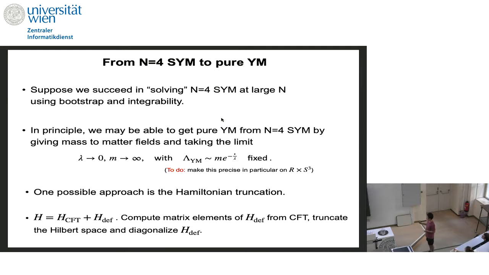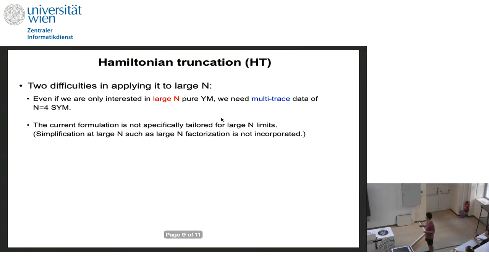To approach this limit more analytically or numerically, one possible approach is to use Hamiltonian truncation. The basic idea of Hamiltonian truncation is to express the Hamiltonian of the deformed theory and decompose it into H CFT and H deformation, compute the matrix elements of H deformation from the CFT, truncate the Hilbert space, and numerically diagonalize H. By doing that, you can hope to get the physics of the pure Yang-Mills theory.